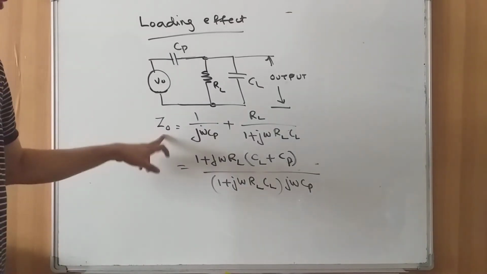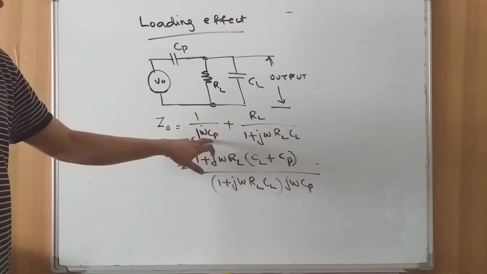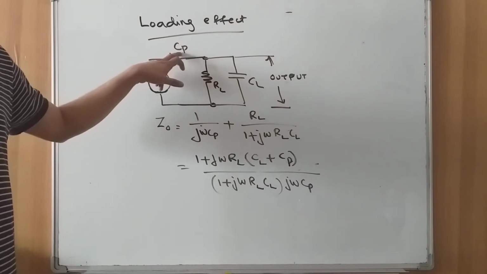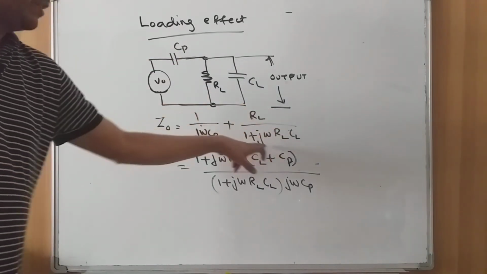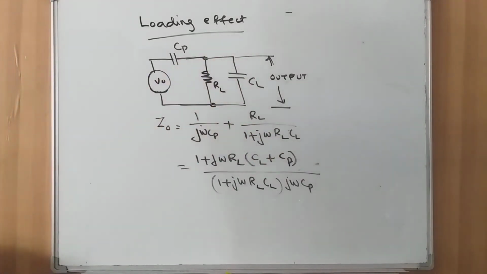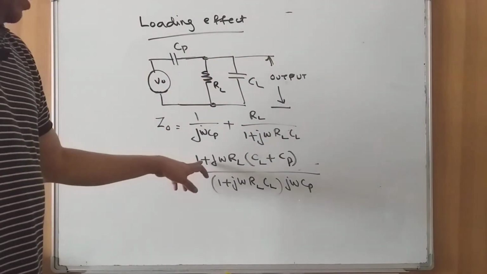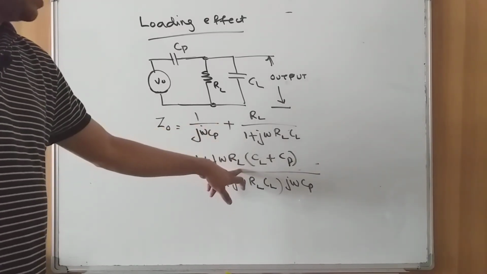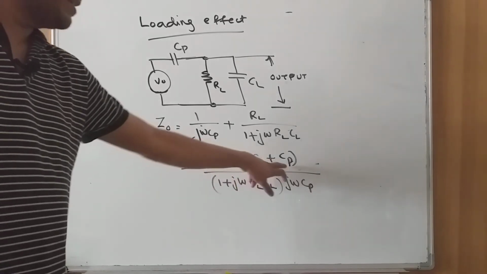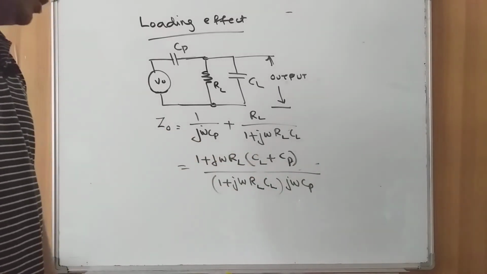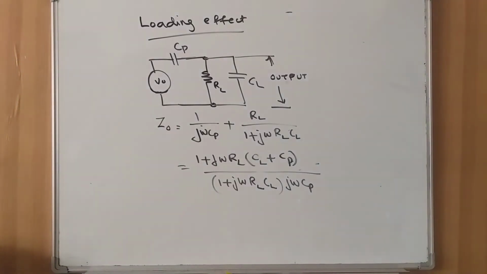So, Z out is equal to 1 divided by j omega CP. The CP is nothing but the parallel capacitance, and this value we already found for the parallel load. Now, if you simplify the above equation, we will get (1 plus j omega RL into (CL plus CP)) divided by (1 plus j omega RL CL) into j omega CP.